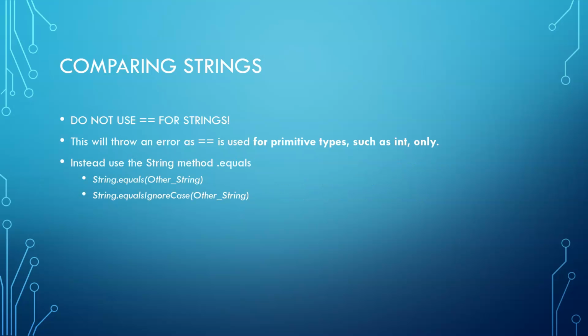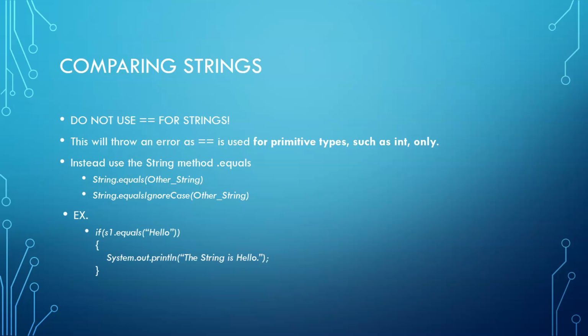Instead, we want to use the string method dot equals: string dot equals other string, or string dot equals ignore case other string. And the reason for this is, as we'll talk about later on when we discuss referencing, equals equals uses referencing of objects, and strings in Java are objects. So when you create the strings, you're ultimately comparing to see whether those two strings are at the same location in memory, not if they have the same value. And for our purpose, we want to see if they have the same value.